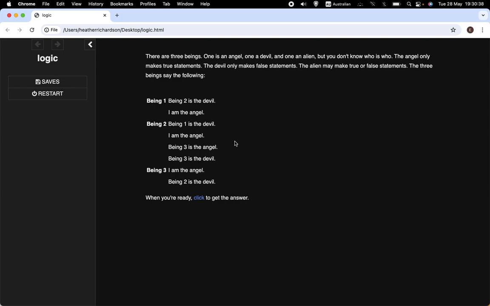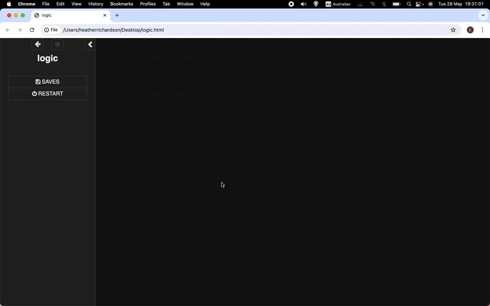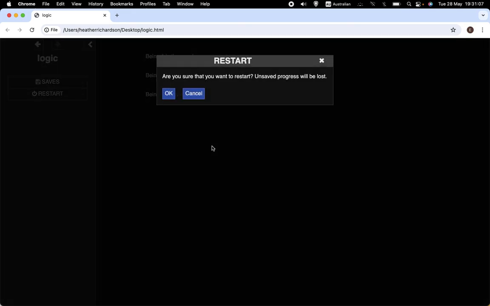So being 2 is the devil, and that means that being 3 must be not the angel and not the devil. So that must mean that one's the angel, that one's the devil, and that one's the alien. So it's angel, devil, alien, I think. Angel, devil, alien. Okay, so there we go. So that's how it works. Sometimes it's quite easy, sometimes it's quite hard.